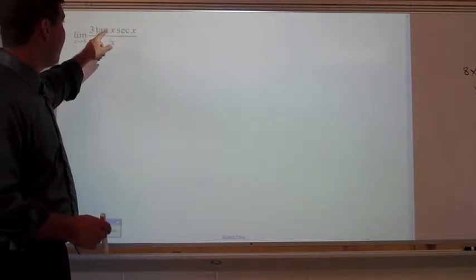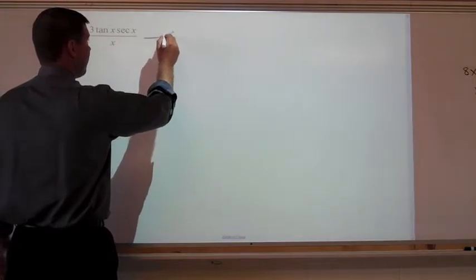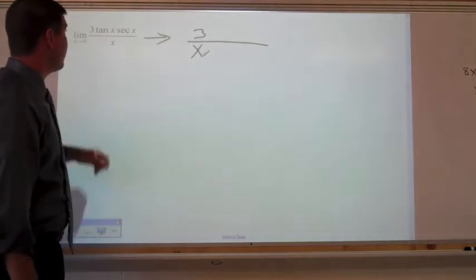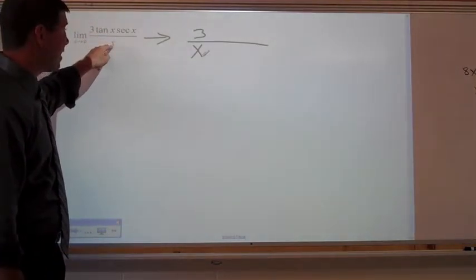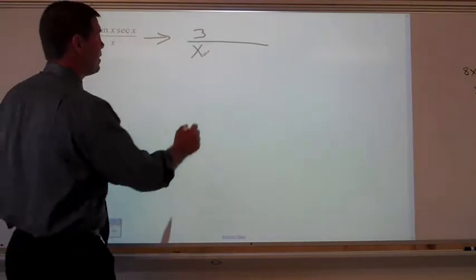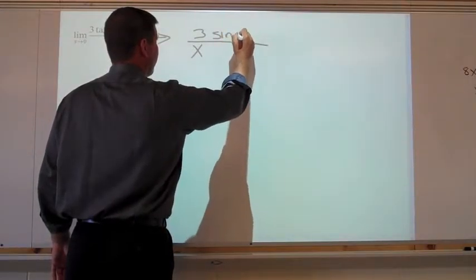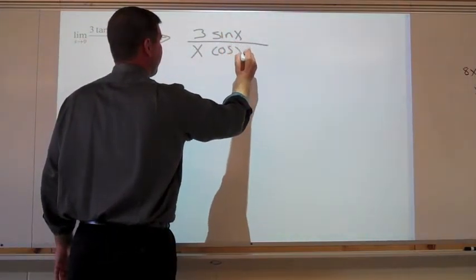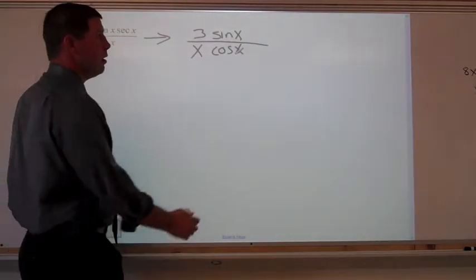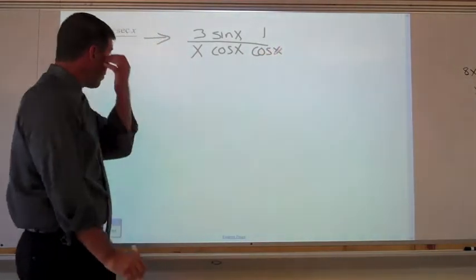What I would suggest is to rewrite the tangent and the secant with a numerator and denominator. So rewrite this as 3 and x. This 3 stays in the numerator, this x stays in the denominator. Now take your tangent of x and break it up. Tangent of x is the same as sine of x over cosine of x. Take your secant and break it up. Secant is 1 over cosine of x.